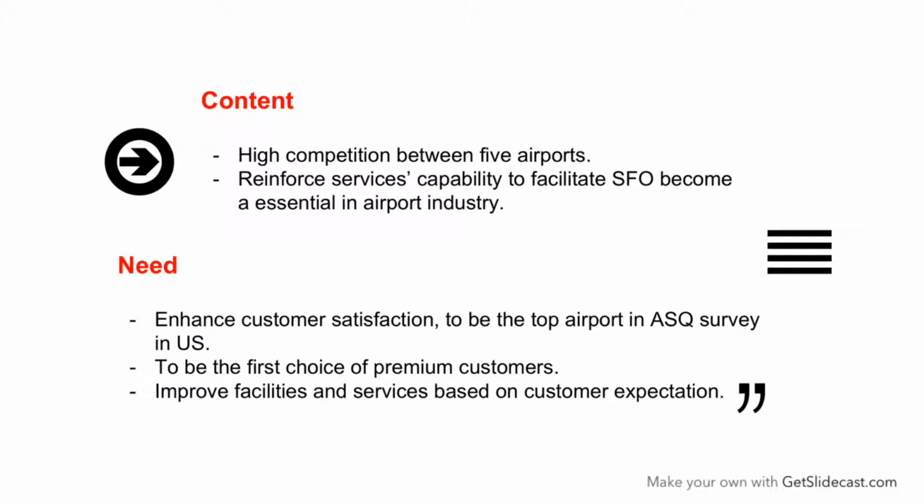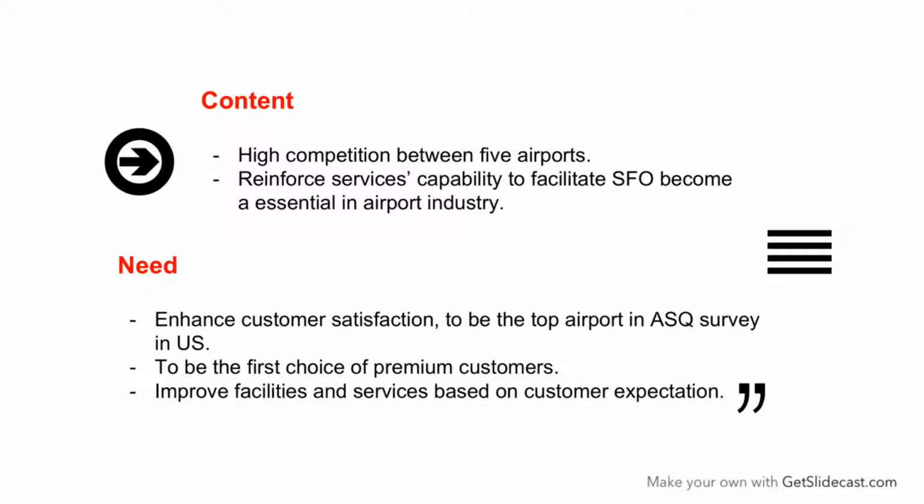There are 5 airports in the San Francisco Bay Area: Oakland International Airport, Norman Y. San Jose International Airport, San Francisco International Airport, San Carlos Airport, and Hayward Executive Airport, which means there is huge competition in the San Francisco Bay Area. So San Francisco Airport wants to stand out in the huge competition by attracting more customers.